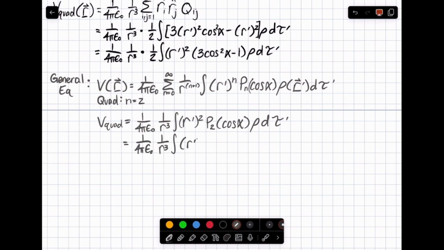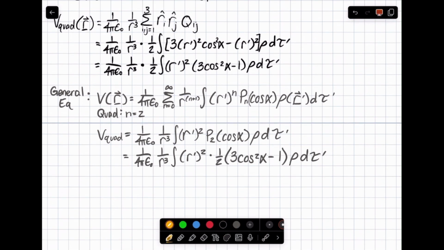T sub 2 is equal to 1/2 multiplied by 3 cosine squared alpha minus 1, rho d tau. So now that I have this evaluated, we can compare, and you'll notice between these two equations, you just have to rearrange where this 1/2 is sitting, and they match, they are identical. So next I'm going to move on to part B.